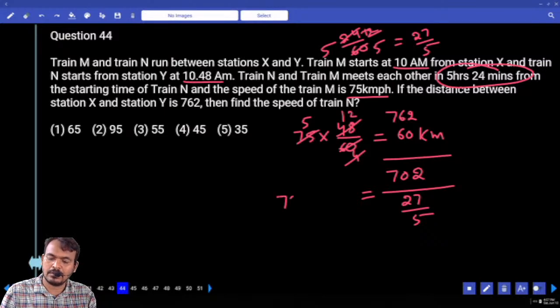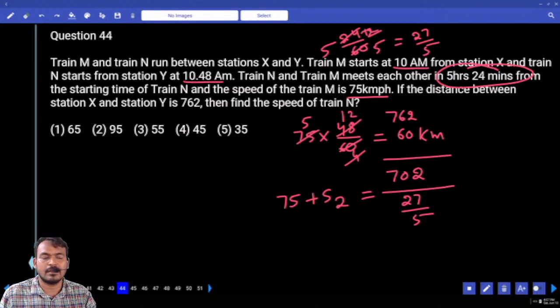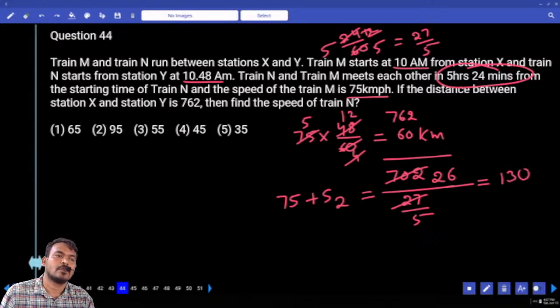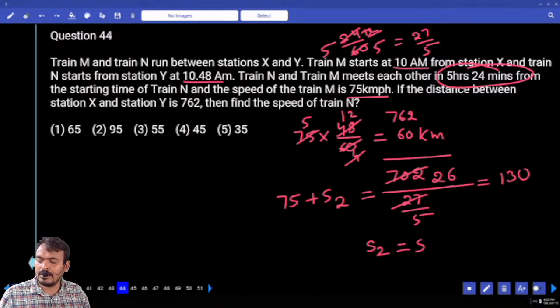What is the first one's speed? 75, plus the second one's speed, S2. 75 plus S2 equals 702 by 27 by 5. 27 times 2 is 54. What is the remaining? 162. 162 means 6 times. 26 into 5 is 130. Out of 130, already the first one is 75. Then S2 is how much? 55.